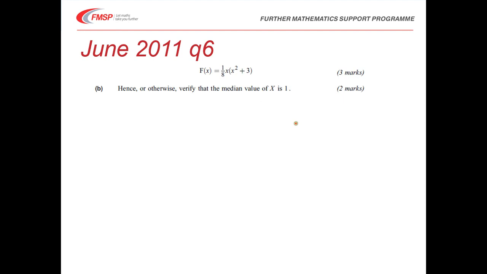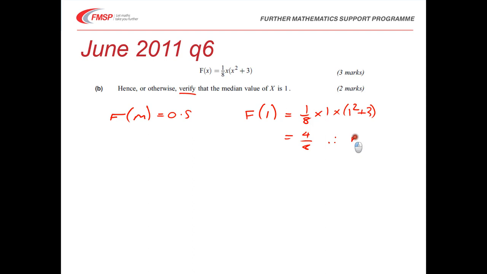We're then asked to verify. Please be very conscious about the word verify. Okay, verify that the median is 1. So in other words, what does that mean? Well, the median has this definition. Okay, 50% of the data must be below it. So what is F of 1? Well, F of 1 is 1/8 of 1 times (1 squared plus 3), which is 4/8. Therefore, m is equal to 1. So that's what we mean by verify.